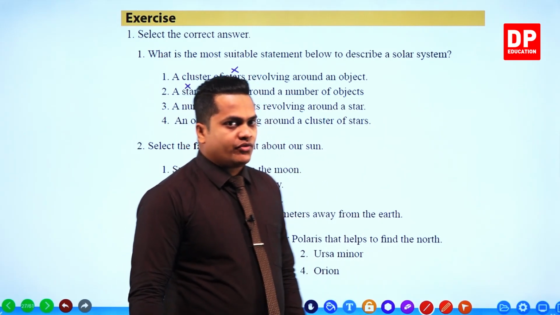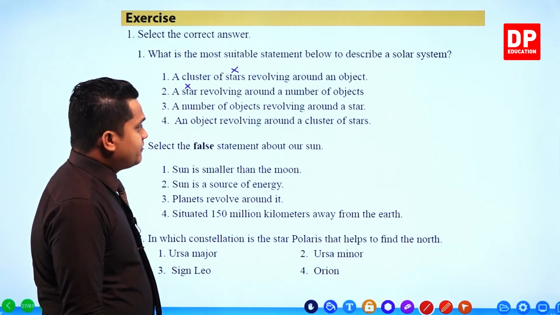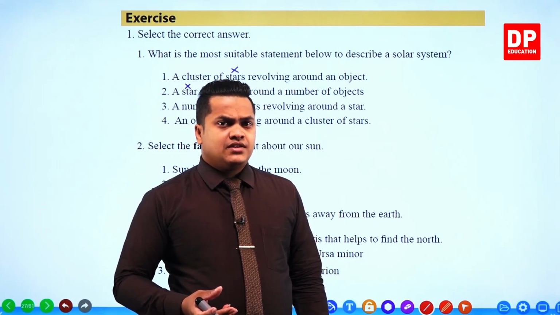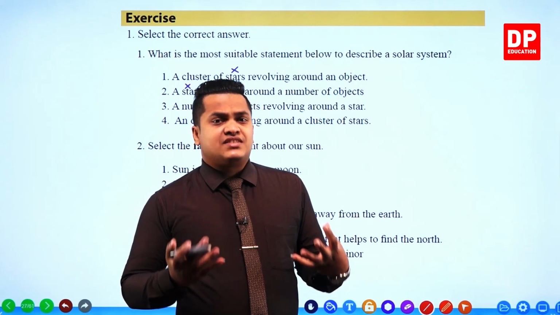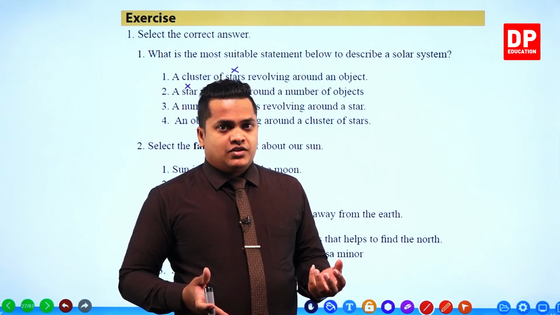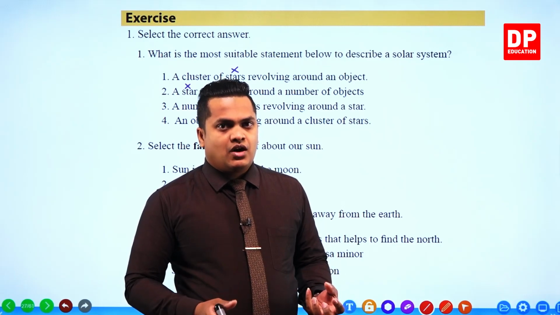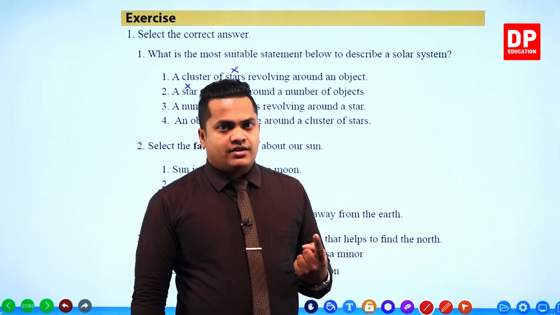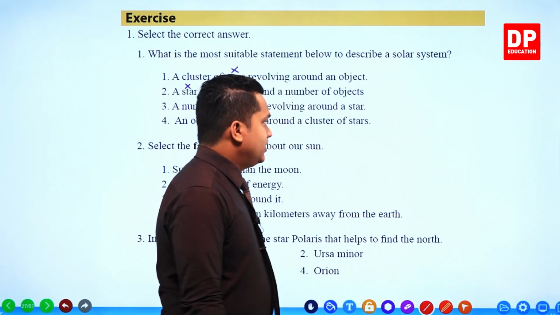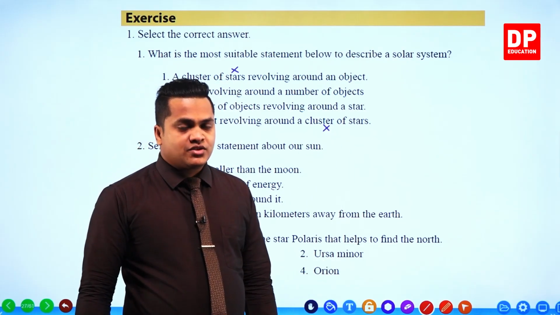Okay, so we'll go for the fourth one as well. Object revolving around a cluster of stars. Once again, it's incorrect. Actually, cluster of stars means several stars. Within the solar system, there are not a number of stars. There is only one star, right? So my dear children, the fourth statement is incorrect, because it is regarding a cluster of stars. That's why it is incorrect.